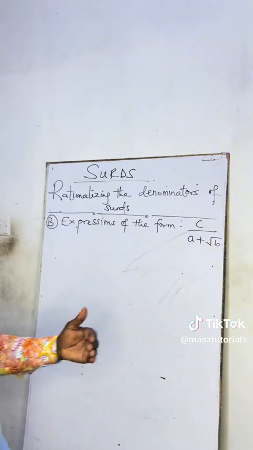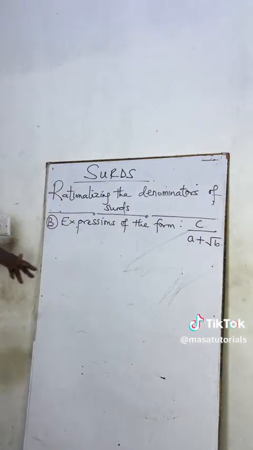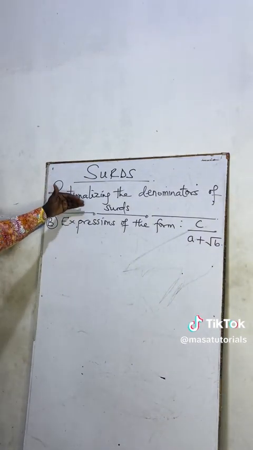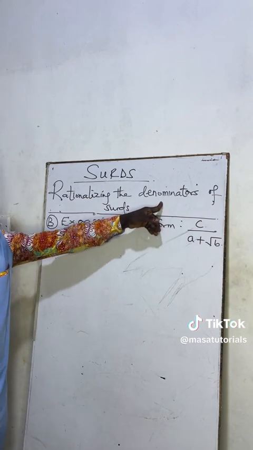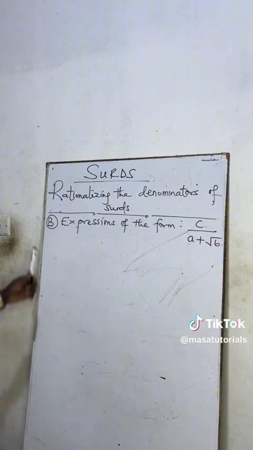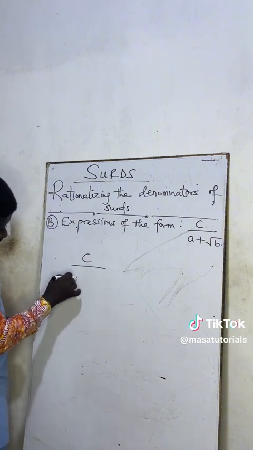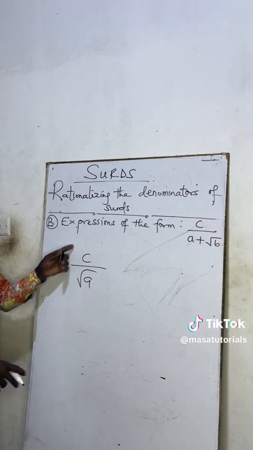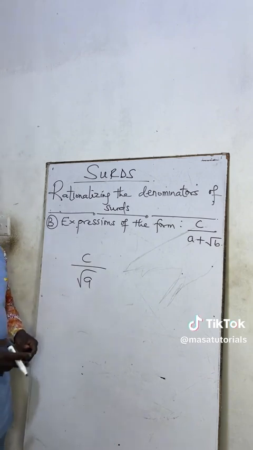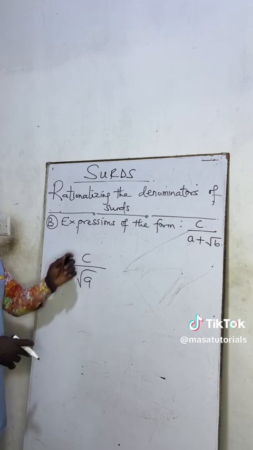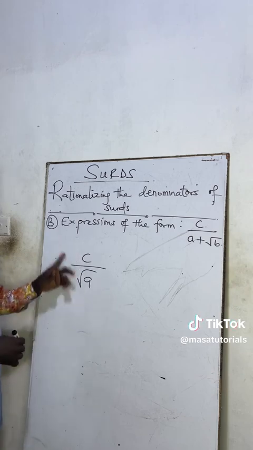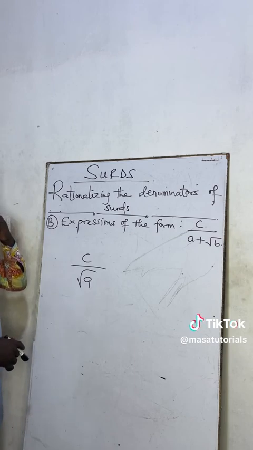Alright, so we are still continuing with surds, and we are still doing the rationalizing of the denominators of surds. And this is the B part. So we are done with the A part, where we looked at expressions of the form c over square root of a. So we did numerous examples on this expression here.